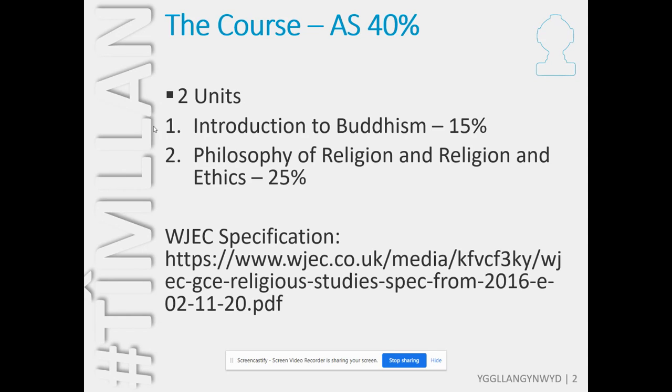So the AS course is worth 40%. There are two units that we study. We start off with an introduction to Buddhism, which is worth 15%. And then the second unit is 2 units that is part of the same one, which is Philosophy of Religion and Religion and Ethics, and that is worth 25%.